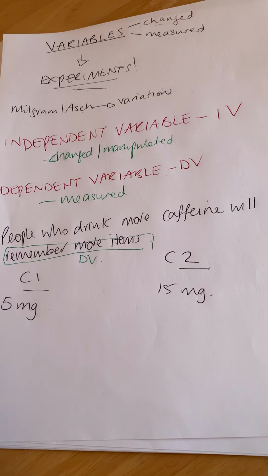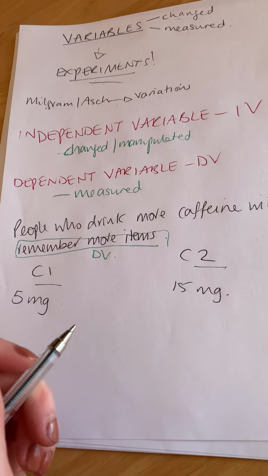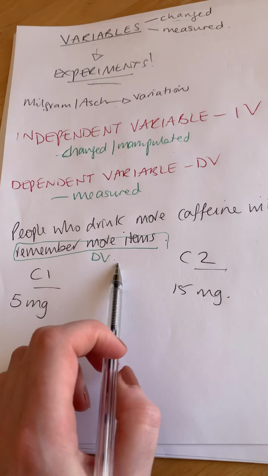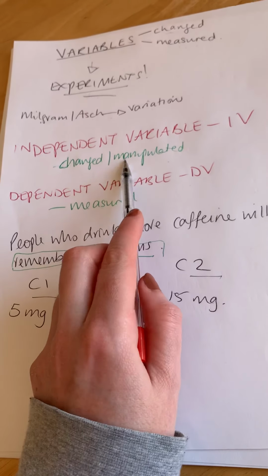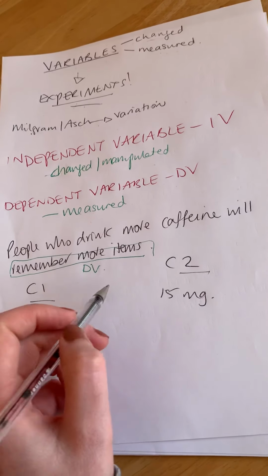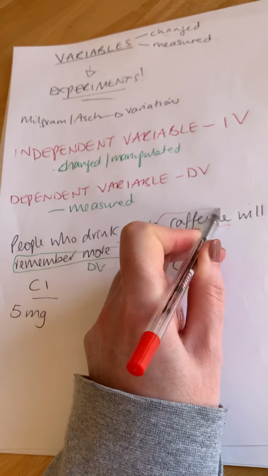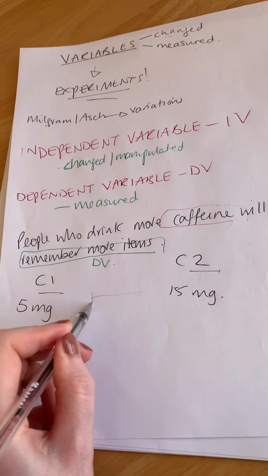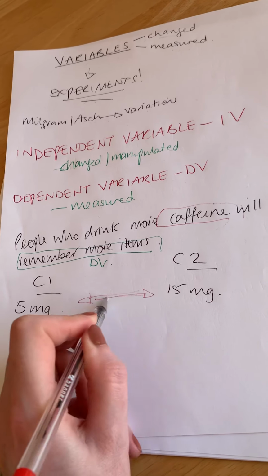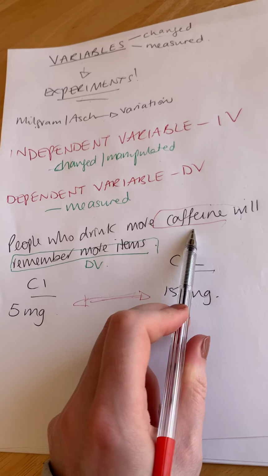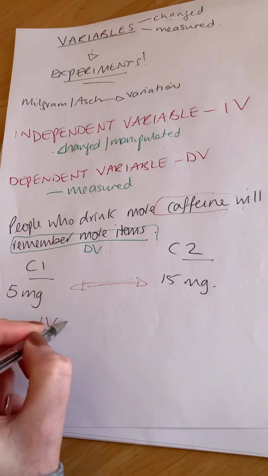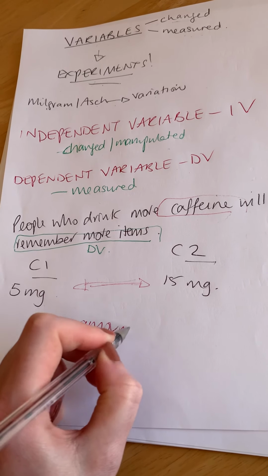And then, well, what does that depend on? What is going to affect how many items each participant remembers? What has been changed or manipulated? Well, it is the amount of caffeine. Whether they've been given 5 or 15 or whatever, we don't know, but it's the amount of caffeine. So our IV is the amount of caffeine consumed.